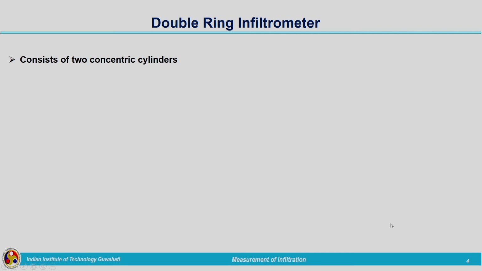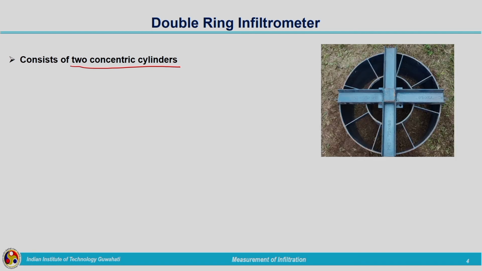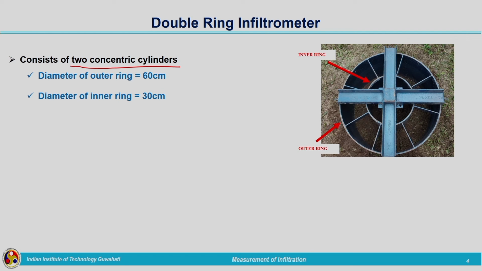A double ring infiltrometer consists of two concentric cylinders. As the name indicates, it has two concentric cylinders. This is the photograph of the double ring infiltrometer. It has an outer ring with a diameter of 60 centimeters, and an inner ring with a diameter of 30 centimeters. For this also standard dimensions are available. The one which is shown has 60 centimeter outer diameter and 30 centimeter inner diameter.